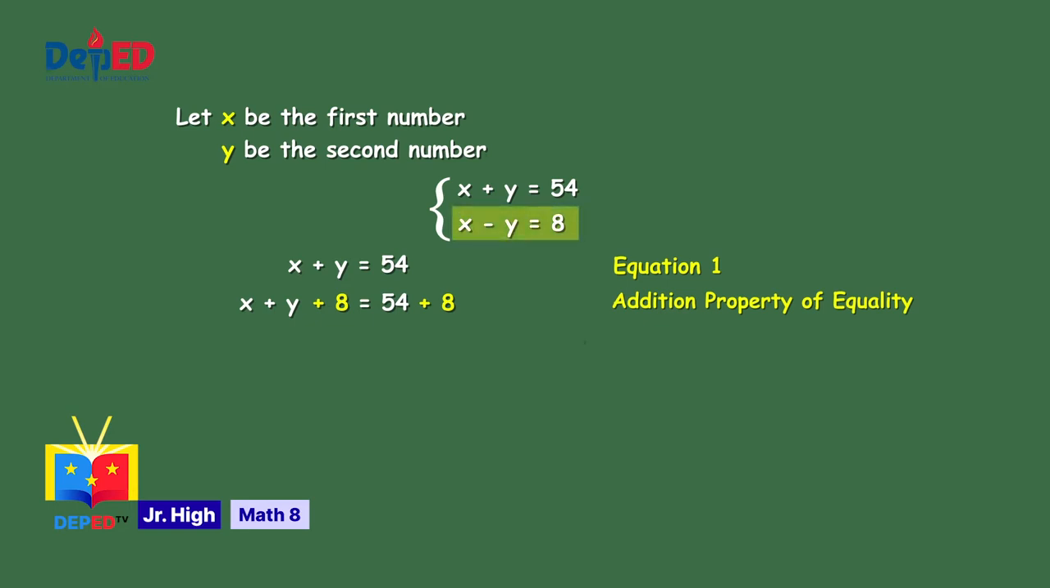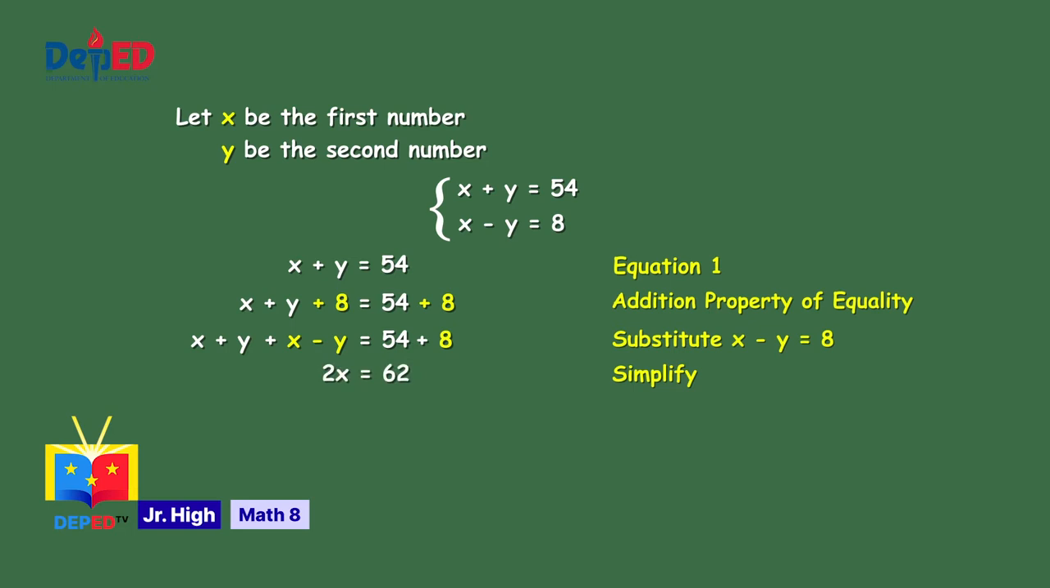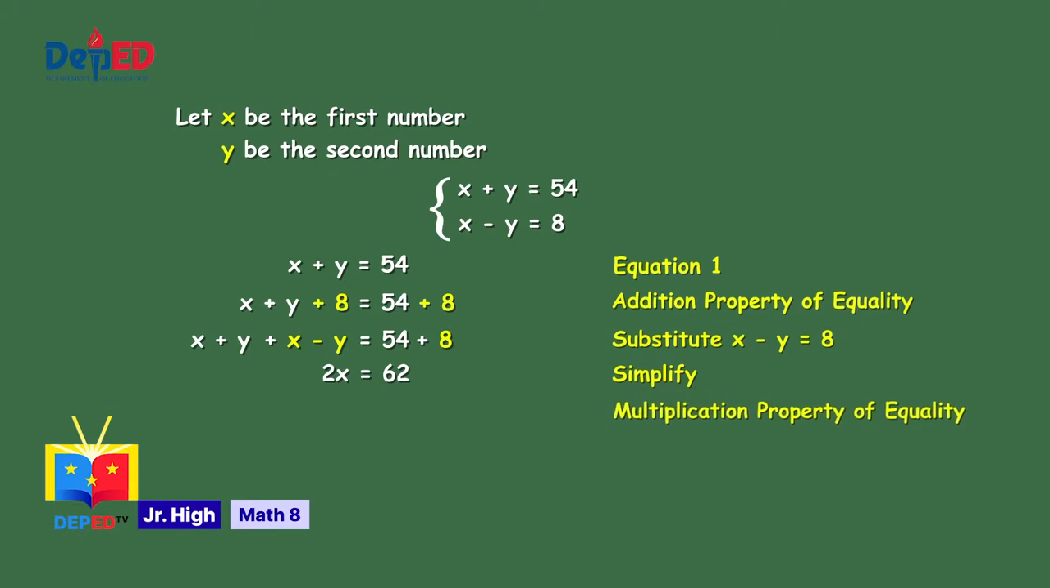Then since we know that the difference of the two numbers is 8, we can substitute x minus y to 8 on the left side of the equation. x plus y plus x minus y is equal to 54 plus 8. Combining like terms, we will have 2x is equal to 62. Observe that we have eliminated y. Now to solve for x, we can use the multiplication property of equality by multiplying 1/2 to both sides of the equation. And we will have x equals 31.